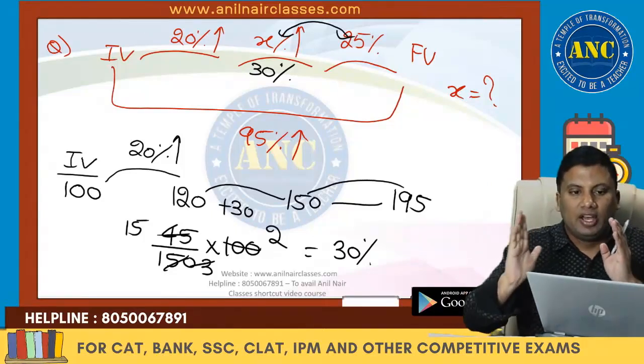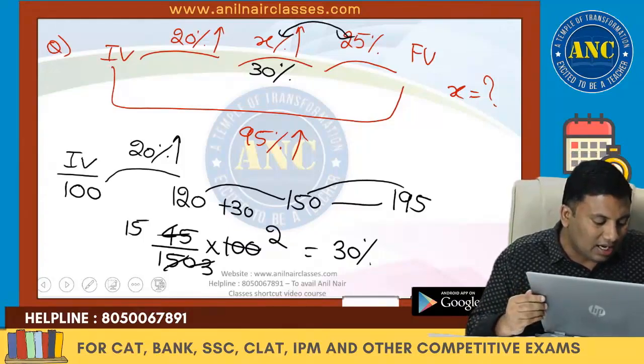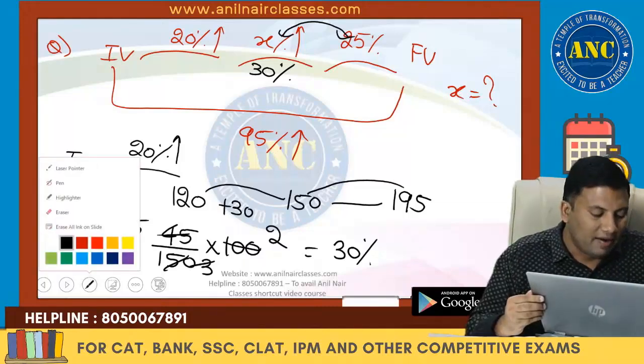20, X and 25. 25 and X are changed. Sir, is it only for decrease or can it also be used for increase? It can also be used for decrease. That also we can see.